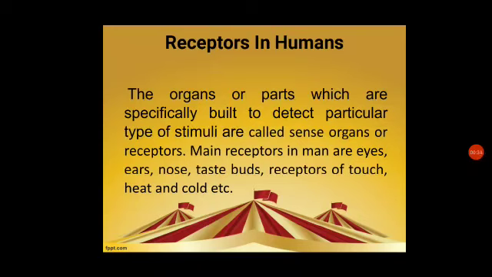First of all, we will discuss what receptors are. Receptors are those parts which are specifically built to detect a particular type of stimuli. These are called the sense organs or the receptors. The main receptors in humans are the eyes, ears, nose, taste buds, and receptors of touch, pain, pressure, heat and cold. These are present in the skin.